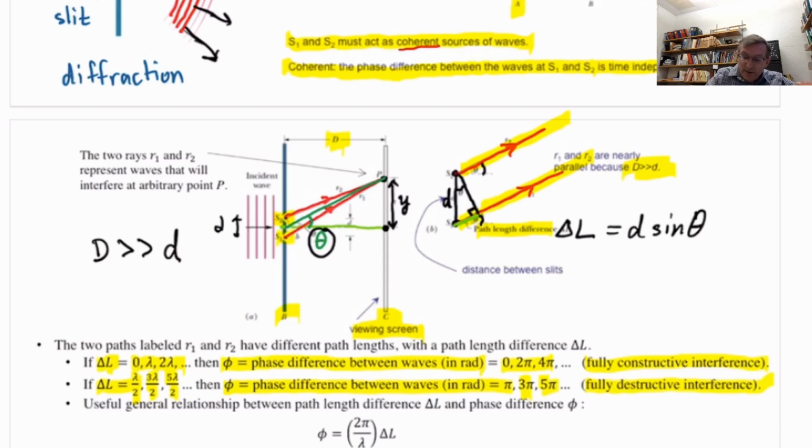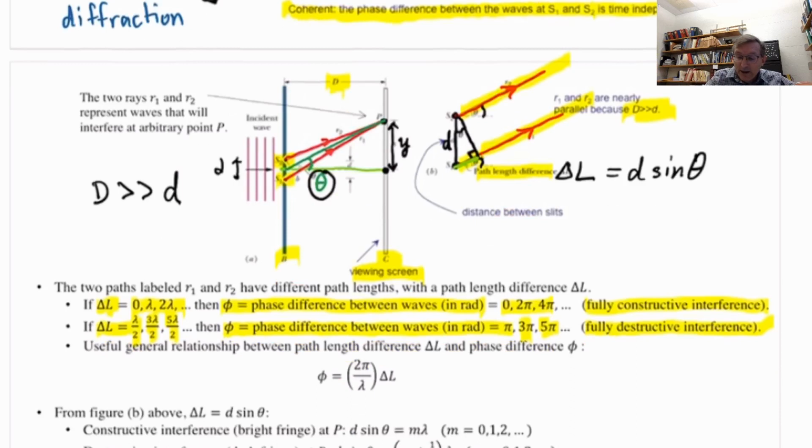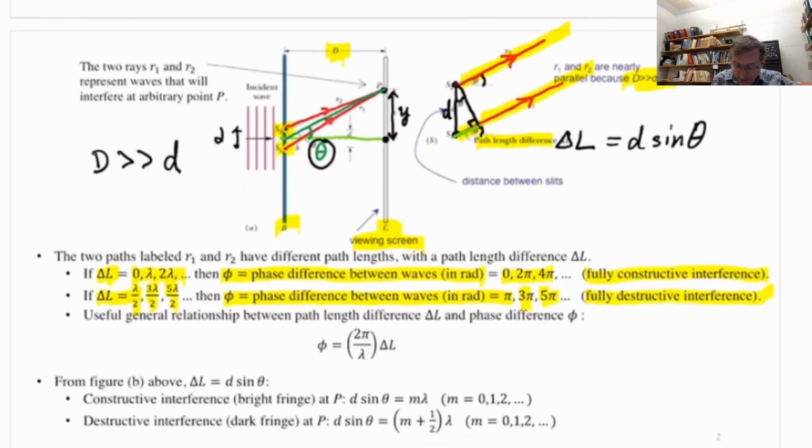And there is, in fact, a very useful, general relationship between the path length difference delta L of the waves and the phase difference phi in radians. And it's right here. The phase difference phi in radians is equal to 2 pi over the wavelength of the waves times the path length difference, delta L. Whereas we just said the path length difference for this classic double slit experiment is little d sine theta.